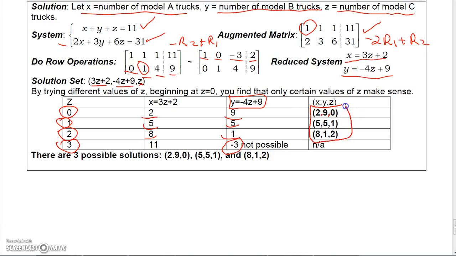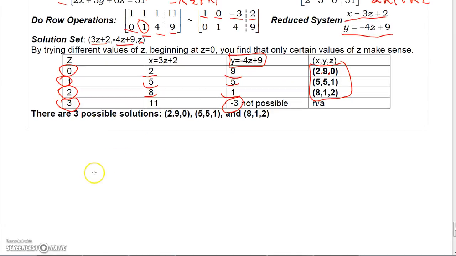So we thought we might have infinitely many solutions, and if this was not a word problem, we would have to say that. But since we know that these trucks have to be whole numbers, and x and y depend on z, we know that these are the only 3 solutions possible. So if you bought any of these combinations, it would satisfy the 2 conditions, where you would have a total of 11 trucks and get your 31 tons of shipping capacity.